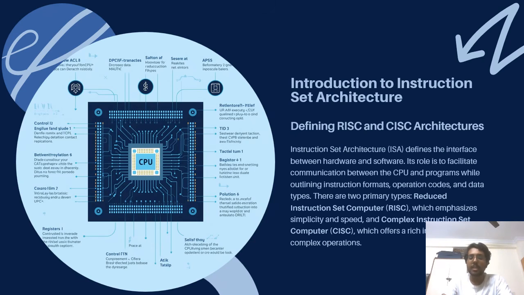RISC strives for simplicity, fewer instructions, less complexity, and faster pipelines. CISC packs more operations into each instruction, helping with programmability and code size, but making the internal control logic more elaborate. These design choices impact not just technical sides, but the way compilers and operating systems interact with hardware.